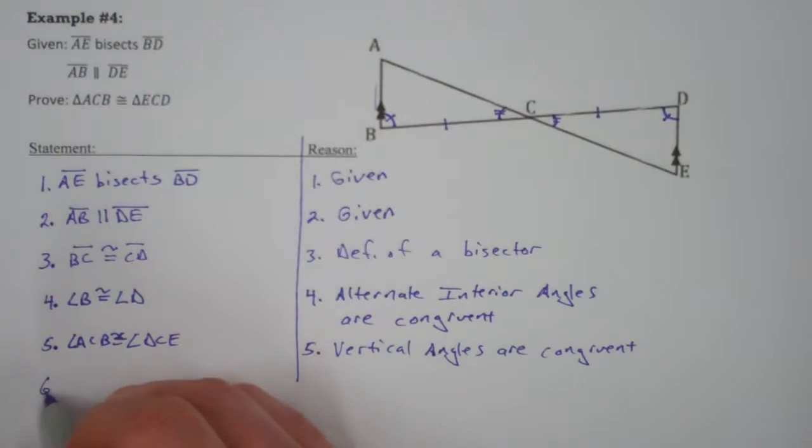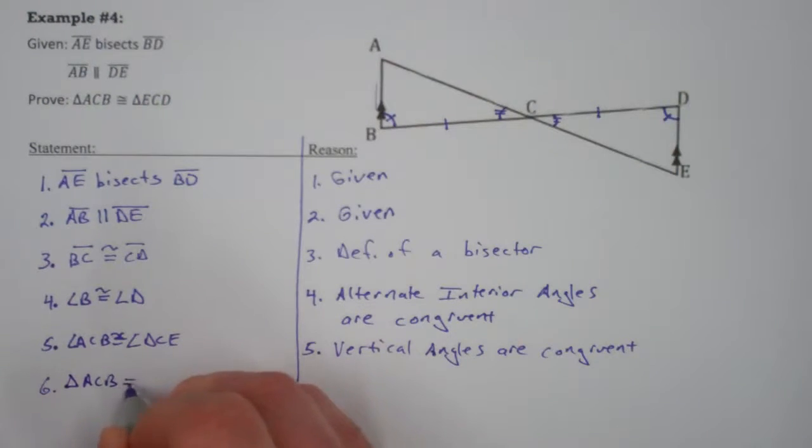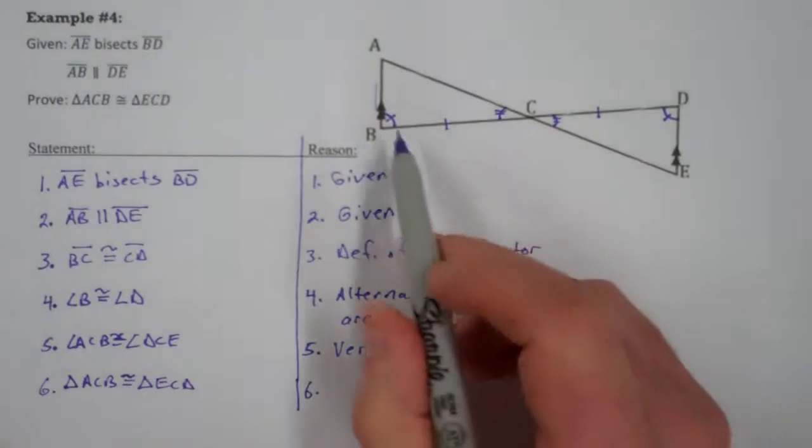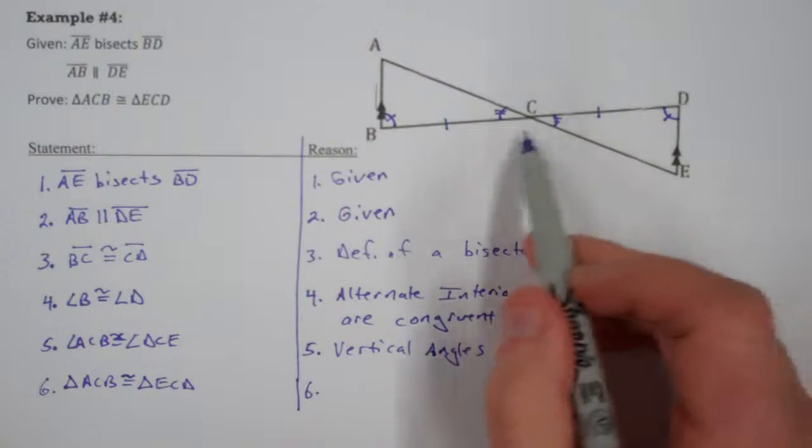We can now work with our proof statement here. Triangle ACB is congruent to ECD, and the reason here is angle side angle.